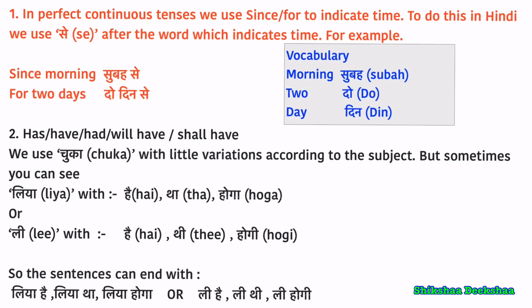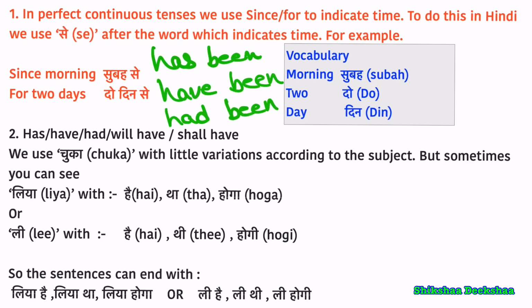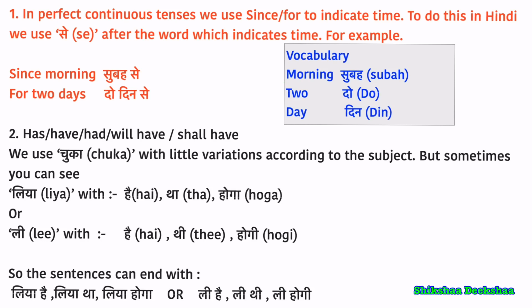Now there are two more things you should know. Number one is in perfect continuous tense, in which we use has been, have been, had been, etc. So, in these tenses, we use since or for to indicate time. To do this in Hindi, we use se after the word or phrase which indicates time in the sentence. For example, since morning, for 2 days.